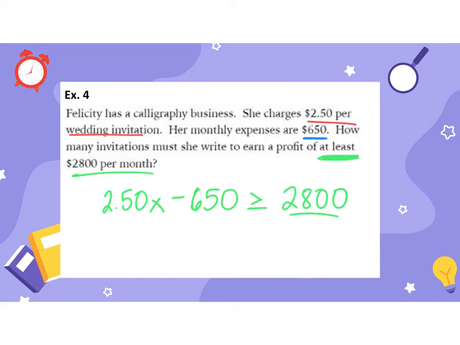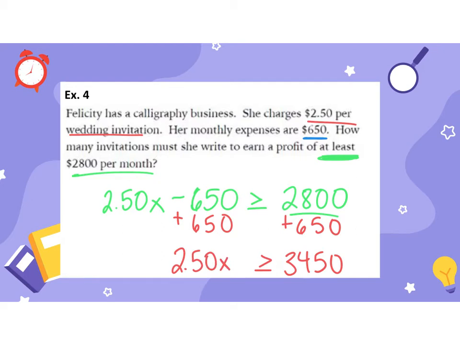Okay, let's solve this one. What do we do? Add 650. What's 2,800 plus 650? 3,450. Okay. Now what? Divide by 250. Use the calculator. What do you get?